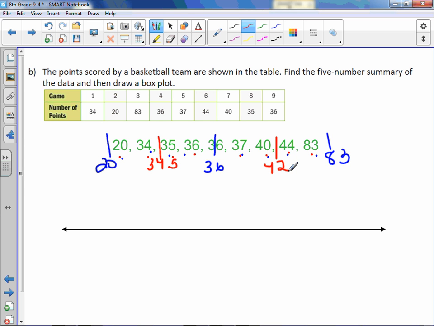So here we have our quartile 1, quartile 2/median, quartile 3, and quartile 4/maximum. And of course, this is our minimum down here. Okay, we've identified the 5-number summary. Now let's draw a box and whisker plot.